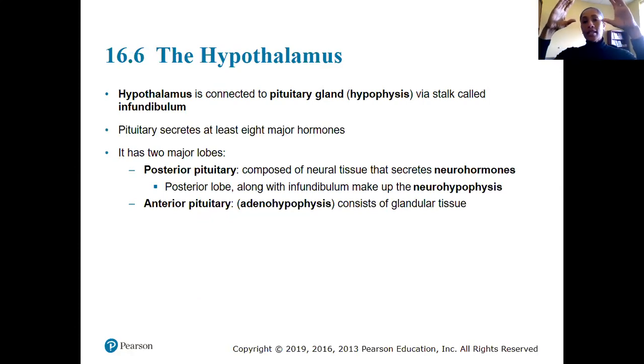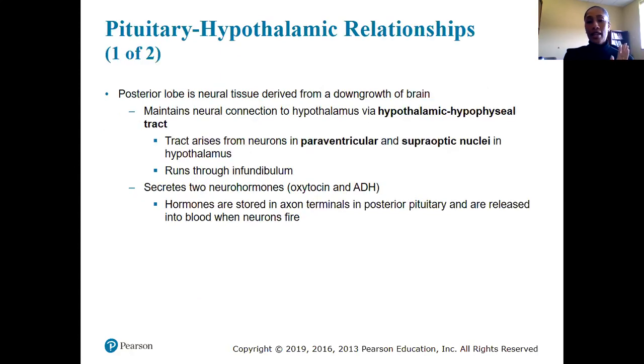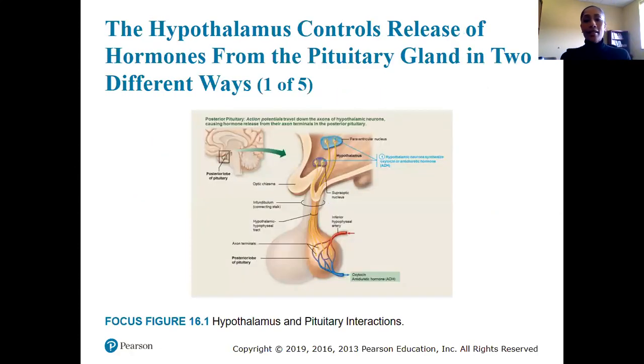So the hypothalamus is found in the brain. It's connected to the pituitary gland. The pituitary gland is going to secrete at least 8 major hormones, and it has 2 major lobes. So we have the anterior lobe and the posterior lobe.